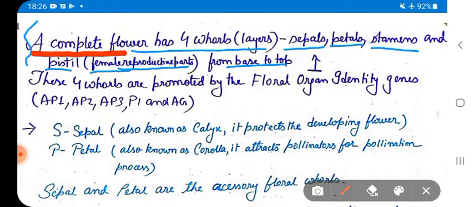Now these whorls of the flower, which are the sepals, petals, stamens, and pistil, are promoted by the floral organ identity genes. With the help of floral organ identity genes like Apetala 1, Apetala 2, Apetala 3, Pistillata, and Agamous, these five genes interact with each other and form the layers of the flower. Okay.